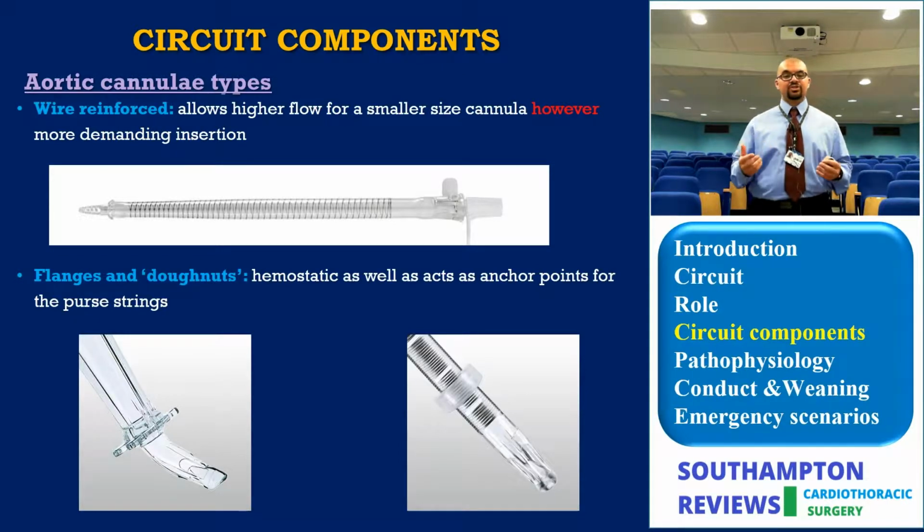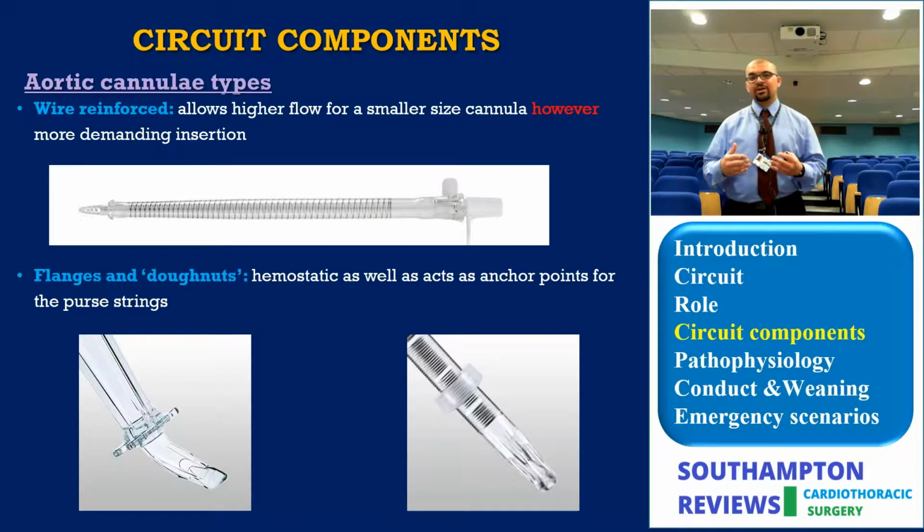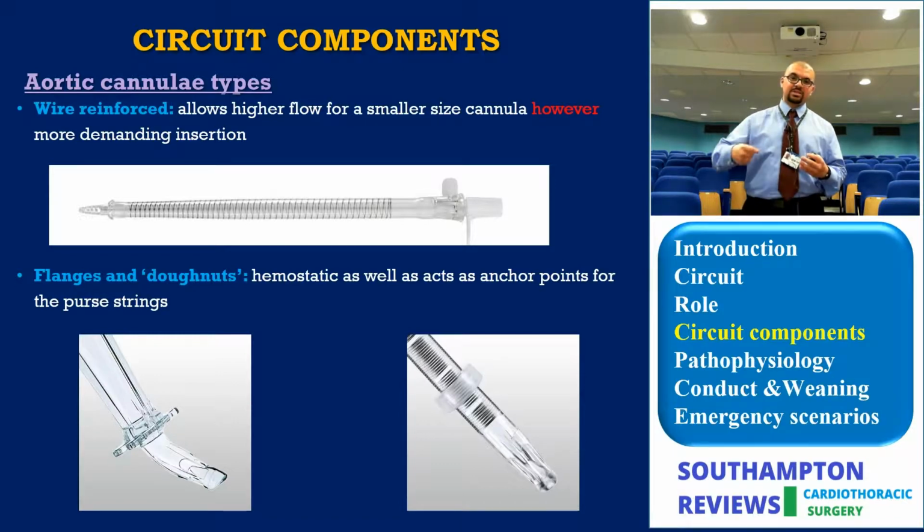Then you have the flanges and donuts. As you can see, this is one of the ways to anchor the cannula to the aortic wall. Donuts also provide you with a safety distance, so it doesn't push against that. And again, it's completely relative.